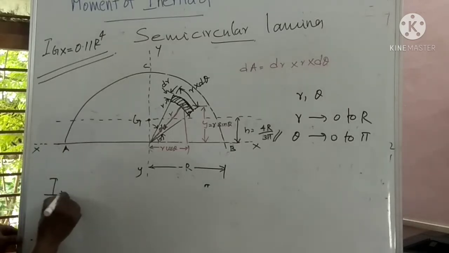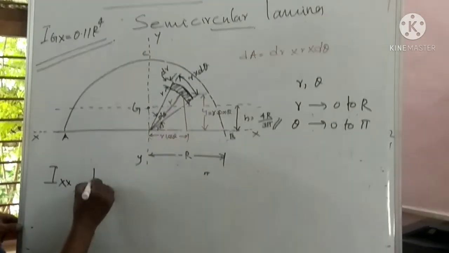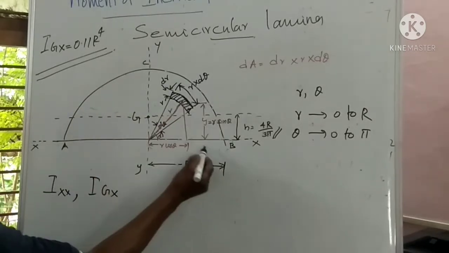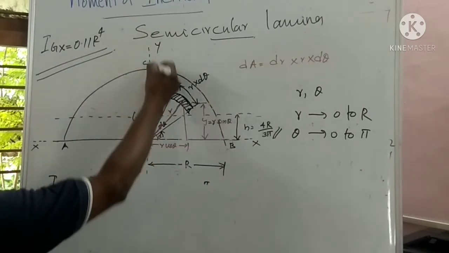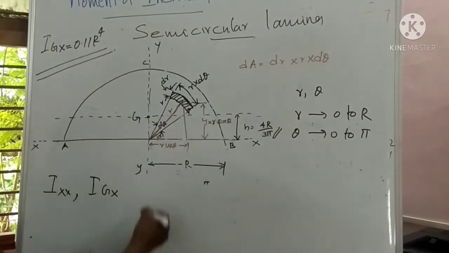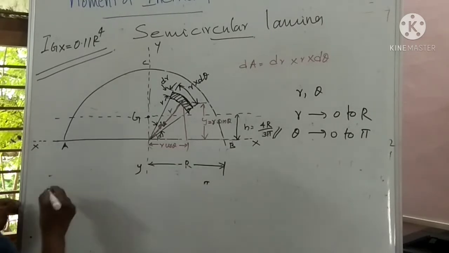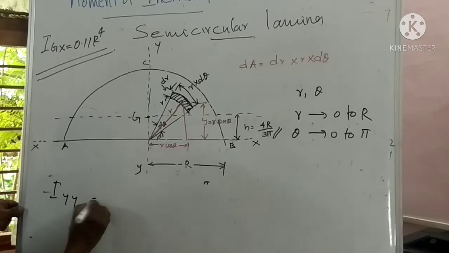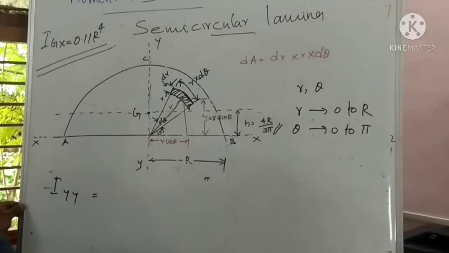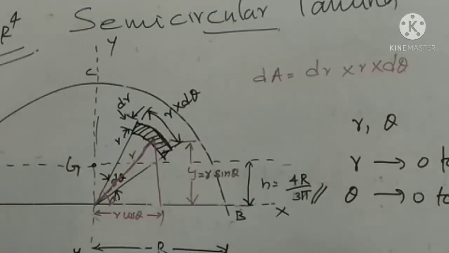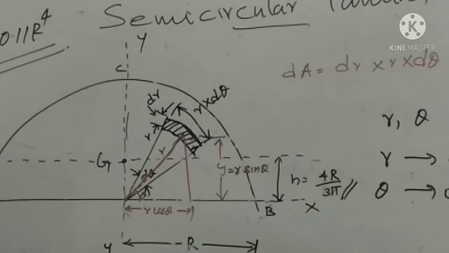So we studied Ixx and also we studied Igx. Now we have to study the moment of inertia of the semicircular lamina about the vertical centroidal axis. So for that purpose, the same thing, that is Iyy we have to calculate, the moment of inertia of this small strip about this YY axis.